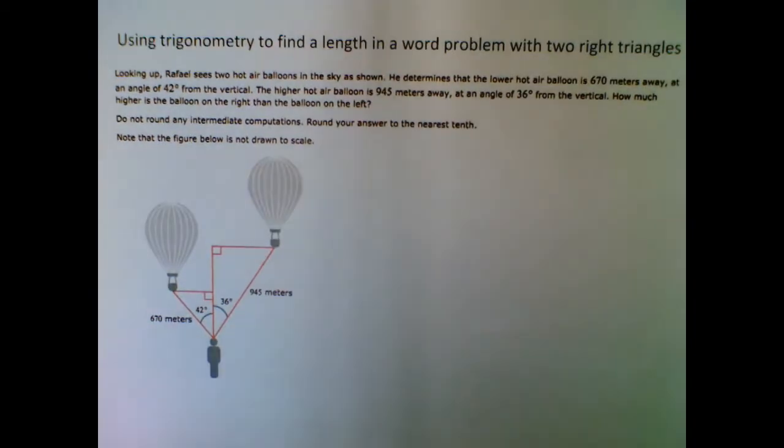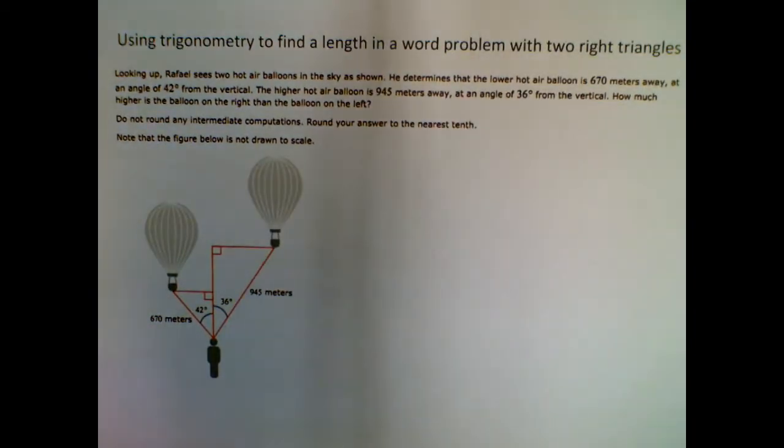Looking up, Raphael sees two hot air balloons in the sky as shown. He determines that the lower hot air balloon is 670 meters away at an angle of 42 degrees from vertical. The higher hot air balloon is 945 meters away at an angle of 36 degrees from the vertical. How much higher is the balloon on the right than the balloon on the left?